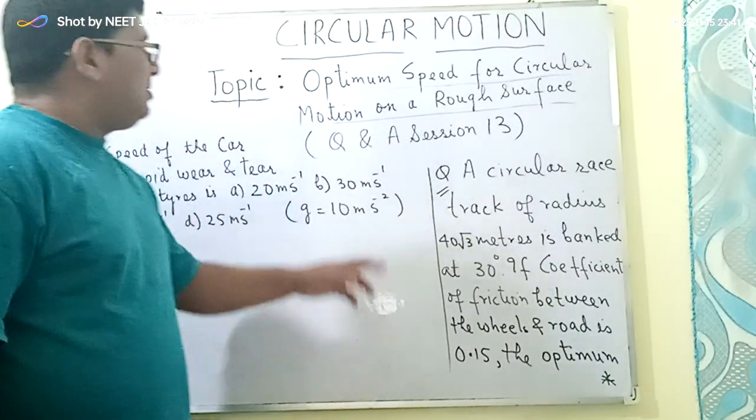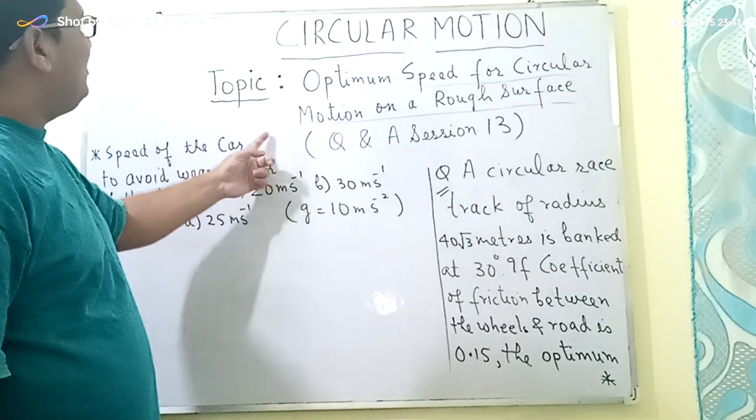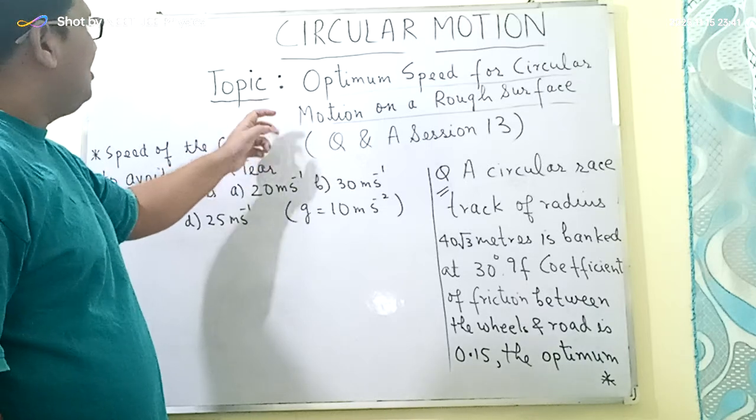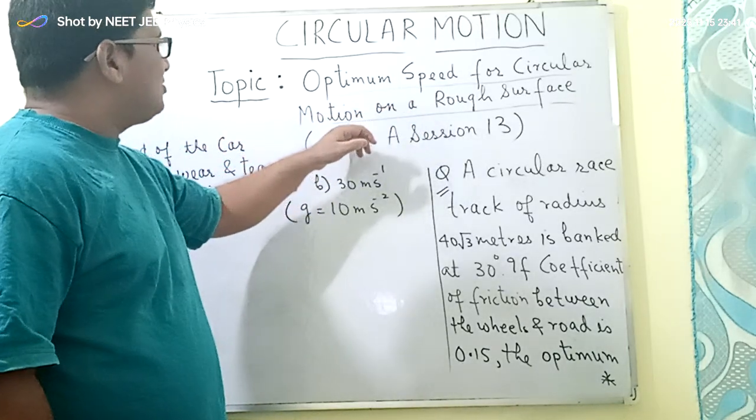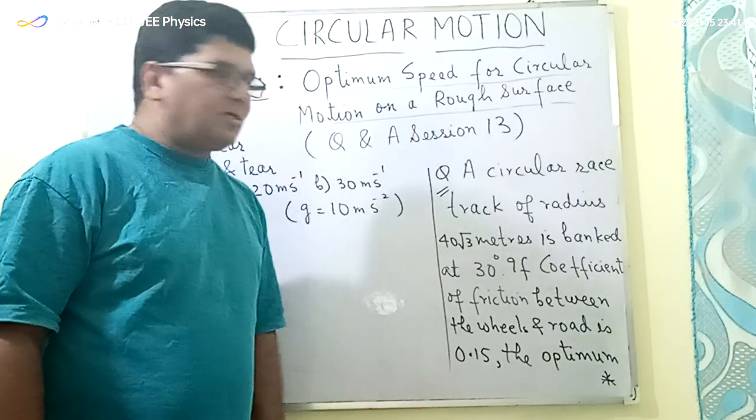Good evening everyone and welcome to Q&A session 13 from the chapter on circular motion. The topic is the calculation of optimum speed for circular motion on a rough surface.